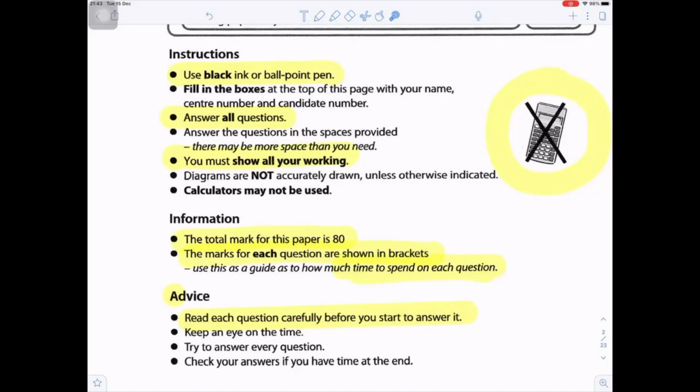The total mark for this paper is 80. The marks allocated for each question are shown in brackets. Use this as a guide as to how much time to spend on each question. The advice: read each question carefully before you start to answer it. Keep an eye on the time. Try to answer every question. And check your answers if you have time at the end.